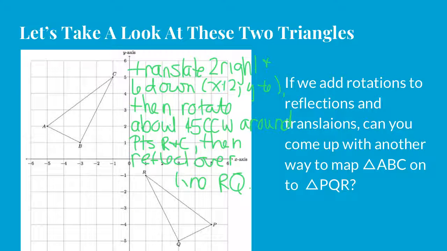Here's what I thought. I thought I could translate 2 to the right and 6 down. So that would be x plus 2 and y minus 6, and that would map C right on top of R. And then I wanted to rotate 45 degrees counterclockwise around points R and C. Those would be my pivot points. And that would make R and Q map onto each other, and then I thought I could just reflect over that line, and it would be great.